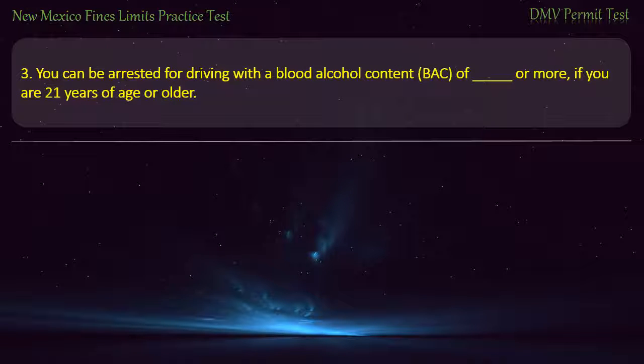Question 3. You can be arrested for driving with a blood alcohol content, BAC, of or more, if you are 21 years of age or older. 0.00%. 0.02%. 0.08%. 0.01%. Answer. 0.08%.